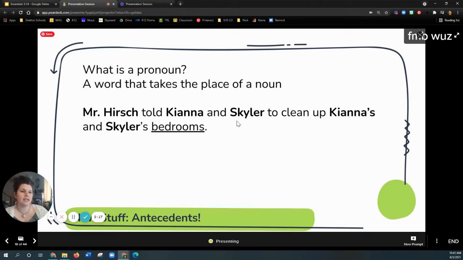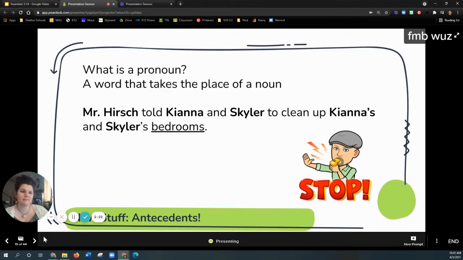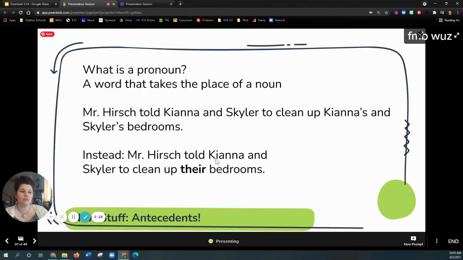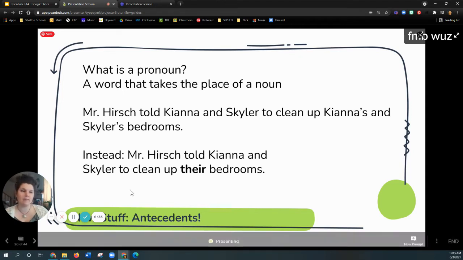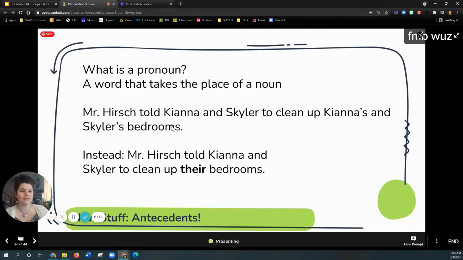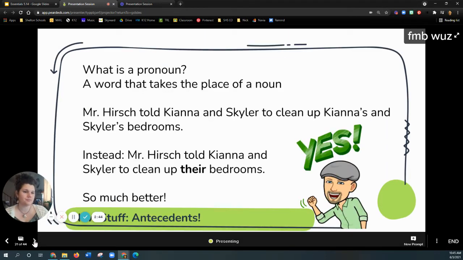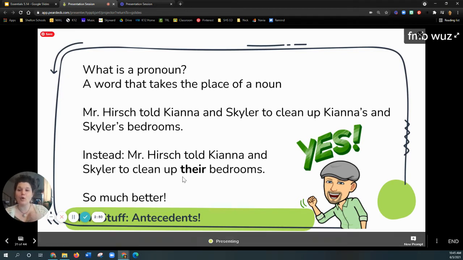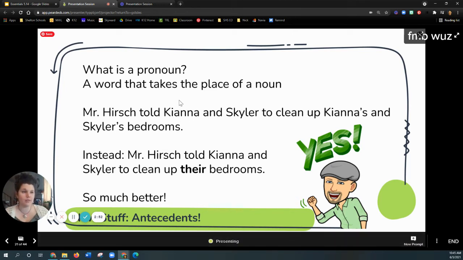Mr. Hirsch told Kiana and Skylar to clean up Kiana and Skylar's bedrooms. That sounds a little wordy. Let's break it down. Mr. Hirsch told Kiana and Skylar to clean up their bedrooms. That has a better flow to it. You could even take it another step if you know who Kiana and Skylar are, to say Mr. Hirsch told them to clean up their bedrooms. So it just sounds a little more simplified when we use an antecedent. When we add a pronoun, so after we've dropped somebody's name, we can use a pronoun.